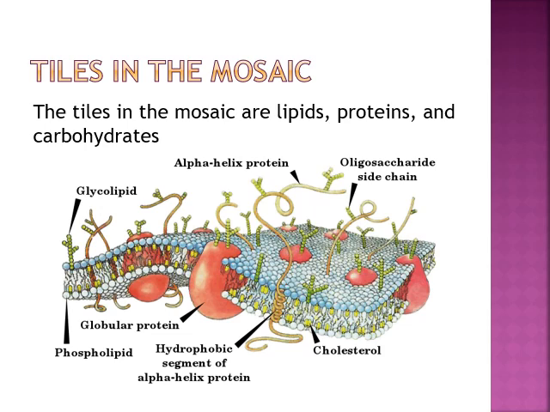There are three tiles that make up this biological mosaic, and you've heard of them all, I hope. Lipids, proteins, carbohydrates. These are three of our classifications of macromolecules. One of our big classifications is missing. What classification is missing?